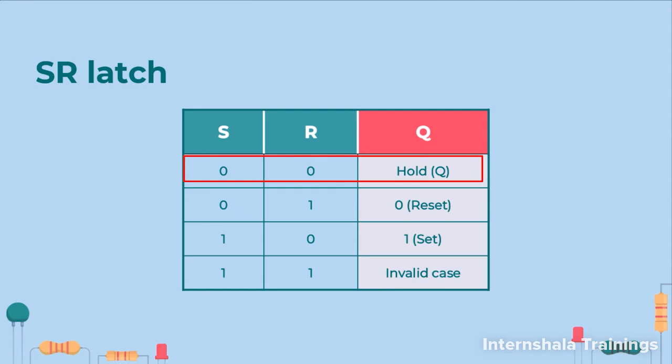In that case, whatever is the earlier value of Q, the same will be retained. We do not provide 1, 1 as our input. This creates a lot of problems and it will give you an invalid output. So we should never give 1, 1 as input to the SR latch.